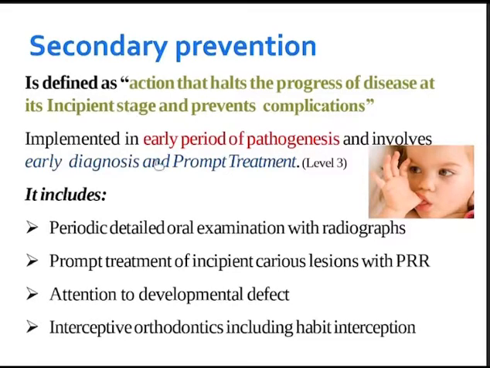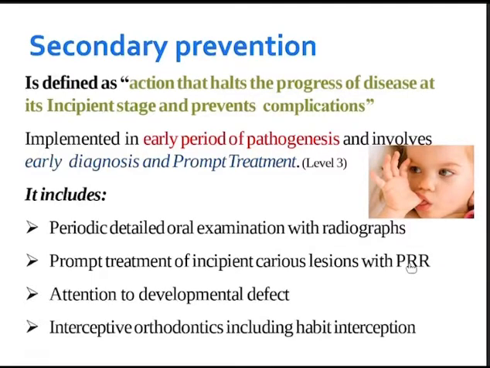It is implemented in the early period of pathogenesis. Early period means at the beginning stage. Pathogenesis means how a disease progresses. So at the early period of disease progression, you stop the disease and do an adequate restoration of the function. This is called secondary prevention. This includes mainly early diagnosis and prompt treatment. It includes periodic detailed oral examination along with radiographs, as I told, and prompt treatment of incipient carious lesions with preventive resin restoration.